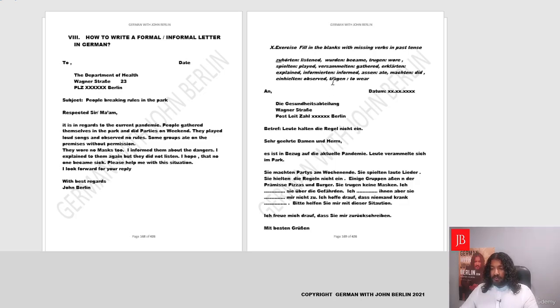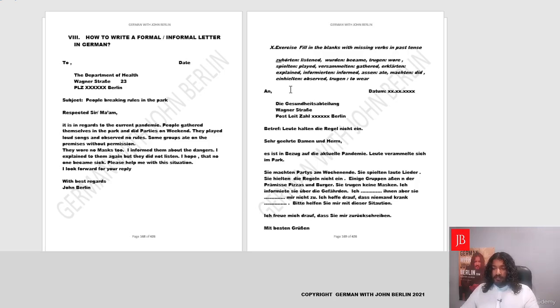So the verb to inform is informieren. Regular verb in the past, it becomes informierten, informed. So basically conjugate for ich. Ich informierte. Ich informierte sie über die Gefährden. I informed them about the dangers. Perfect. But let's see, what did they do? Sie dash. Okay, and then there's another sentence I missed. Ich dash ihnen, aber sie dash mir nicht zu. So I explained to them, but they did not listen to me.